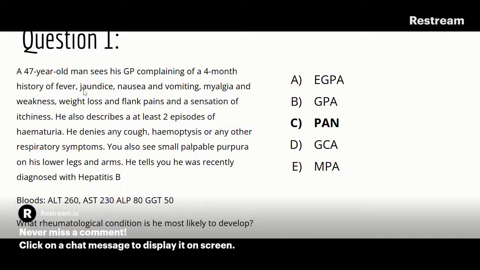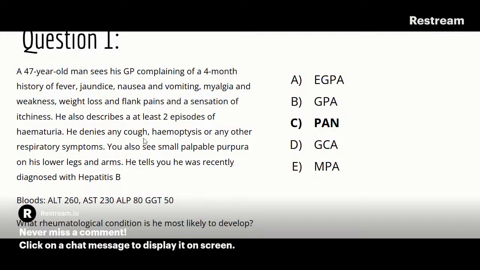We have our jaundice, which is affecting our liver, nausea and vomiting. So we've got some GI involvement. Myalgia and weakness might just be generic symptoms, as is weight loss. Flank pains and a sensation of itchiness. So the sensation of itchiness is likely driven by a raised bilirubin because he is jaundiced. He describes 2 episodes of hematuria, so that means he's got renal involvement.